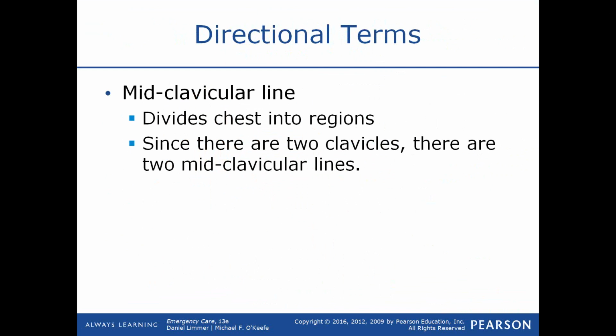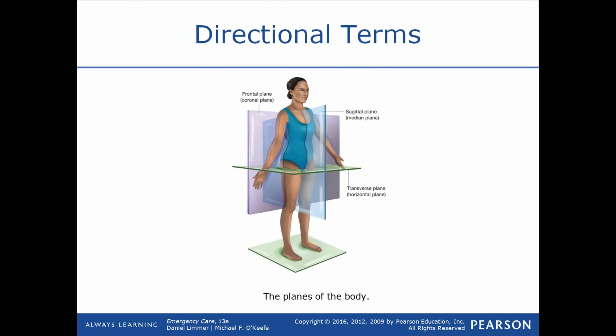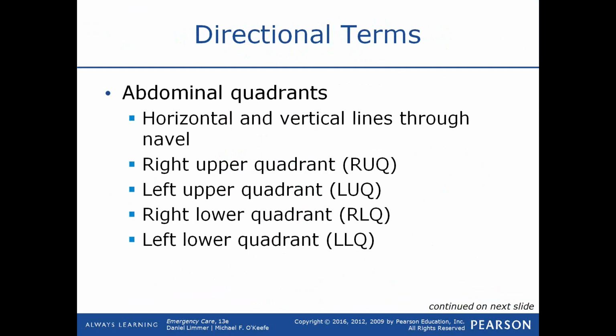Since there are two clavicles, there are two midclavicular lines, a left and right, and same would hold true for axillary. Now the body is divided into planes as well. You've got a sagittal plane, which is that midline. You've got a frontal plane. You've got a transverse plane as well. So these are the planes of the body, and we don't use these terms much at all. Radiology uses them more than we would.